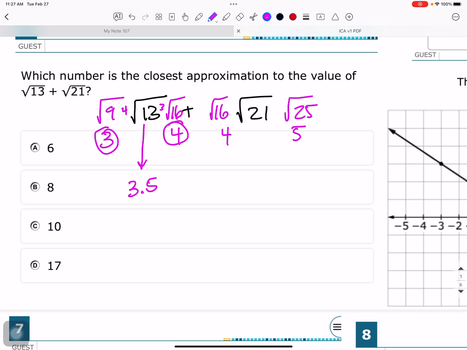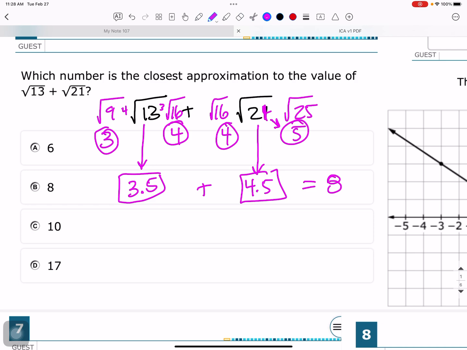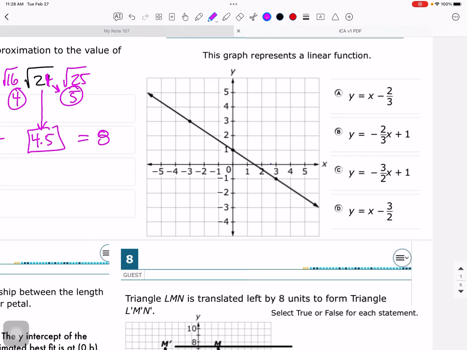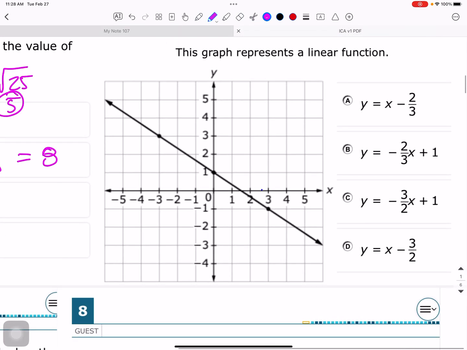Same thing with 21. I wouldn't feel good choosing 16 or 25. 21's right in the middle. So a good estimate for me is right in the middle, 4.5. If it was really close, if this was the square root of 24, I would say just choose that one. But it's not. It's the square root of 21, which is in the middle. So if I add 3.5 plus 4.5, that's 8. That's right there.